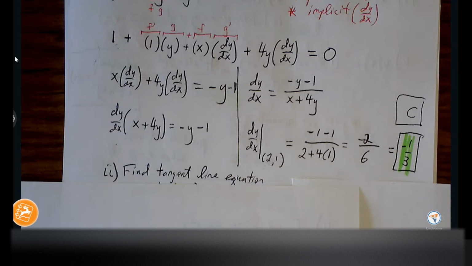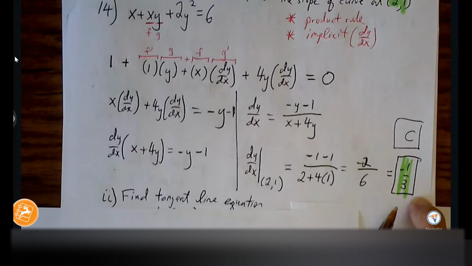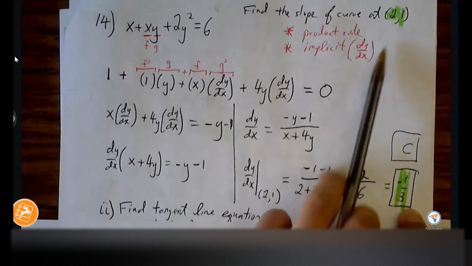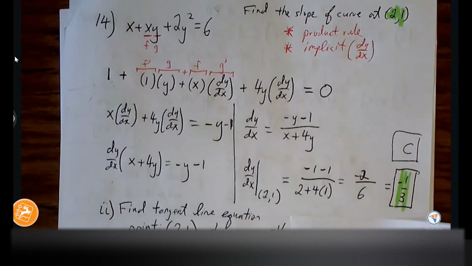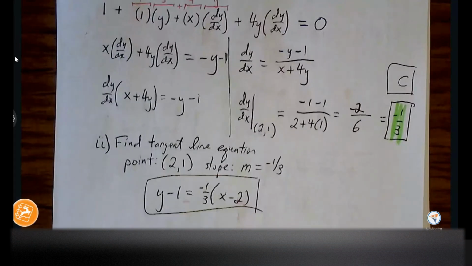I'm going to extend the problem a little bit. Let's say I ask you to find a tangent line equation. So I want to show you that despite this not being a function, we still find it the same way. Take the slope, take the ordered pair, and then from there build your tangent line equation. All right, any questions with 14?